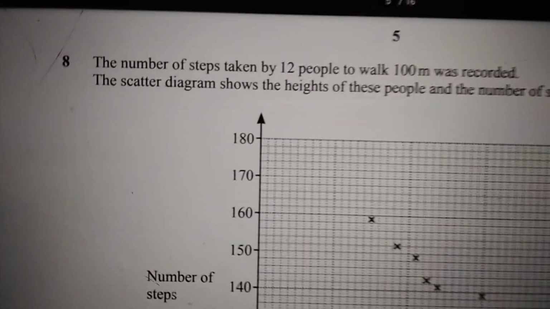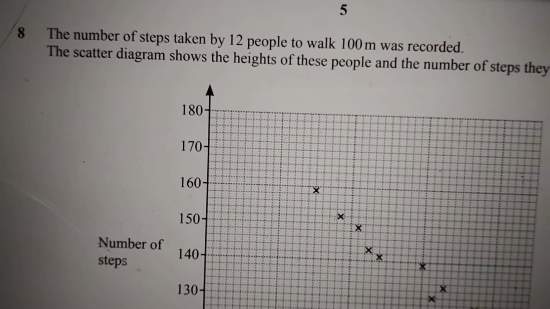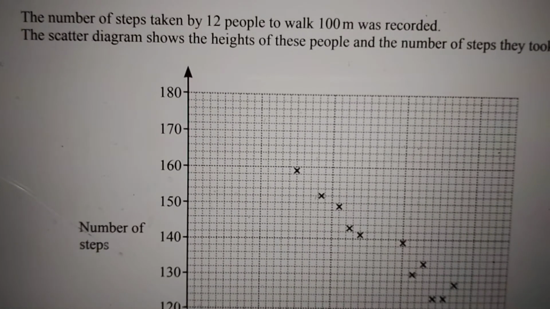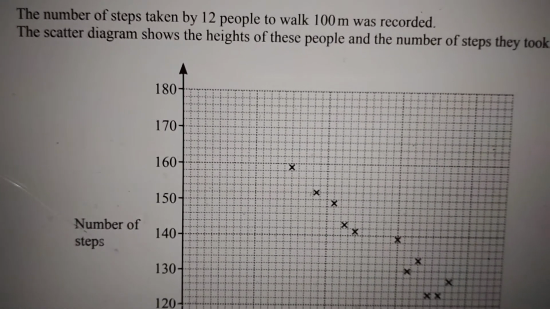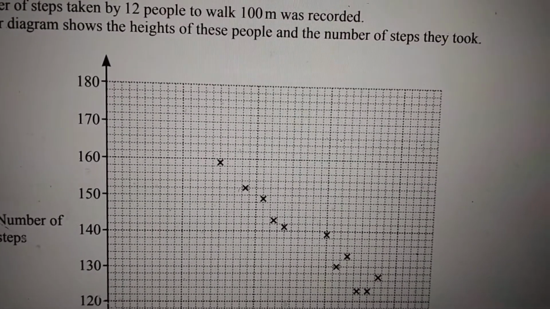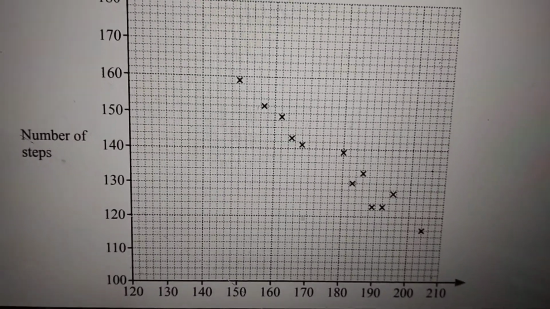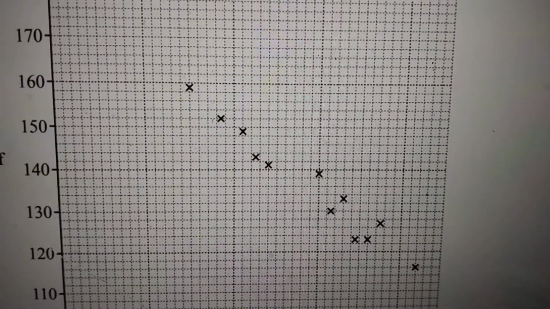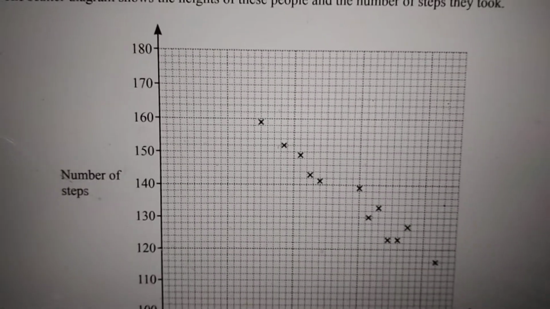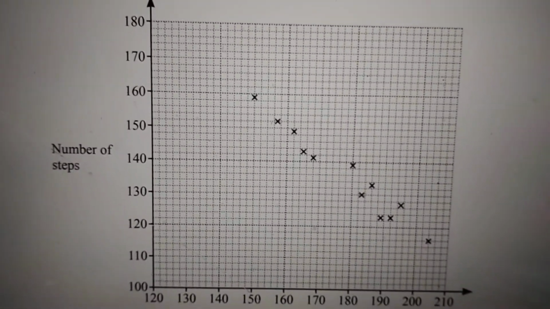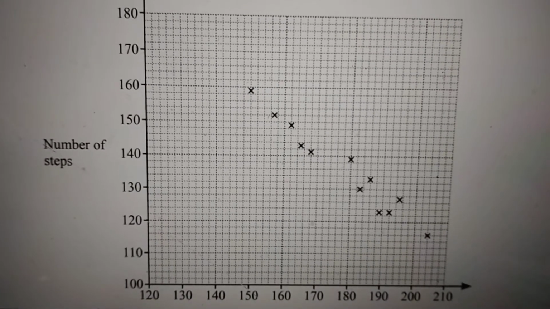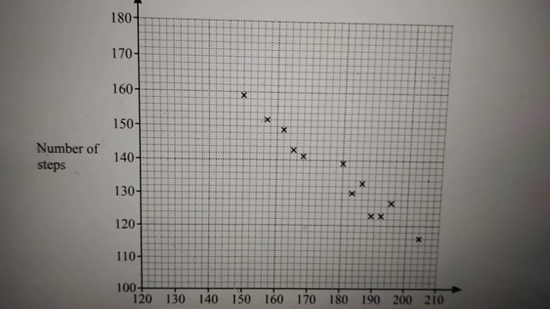So question number 8 is on a scatter plot. The question says the number of steps taken by 12 people to walk 100 meters was recorded, and the scatter diagram shows the heights of these people and number of steps they took. So this is our diagram. You can say that the points are scattered over here, and most of the time in the scatter plot you have to draw a line of the best fit and get some values also.